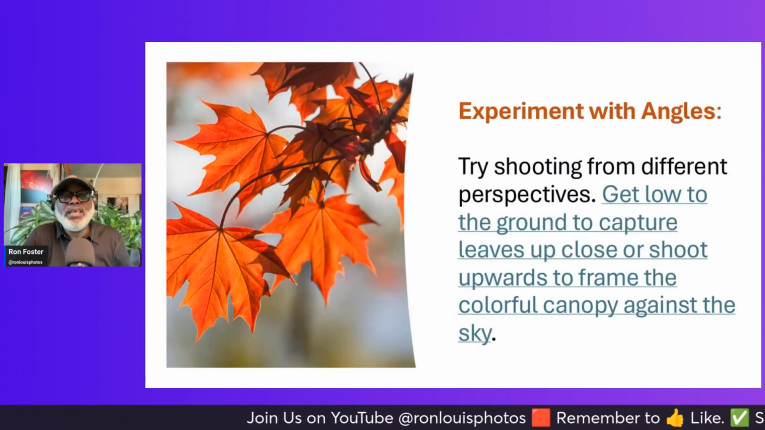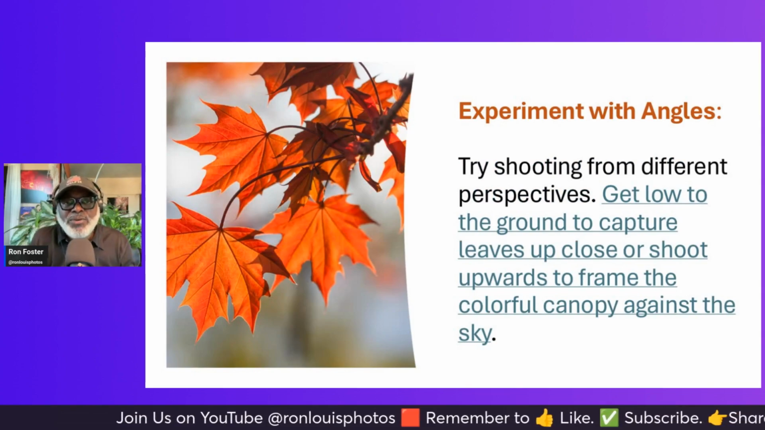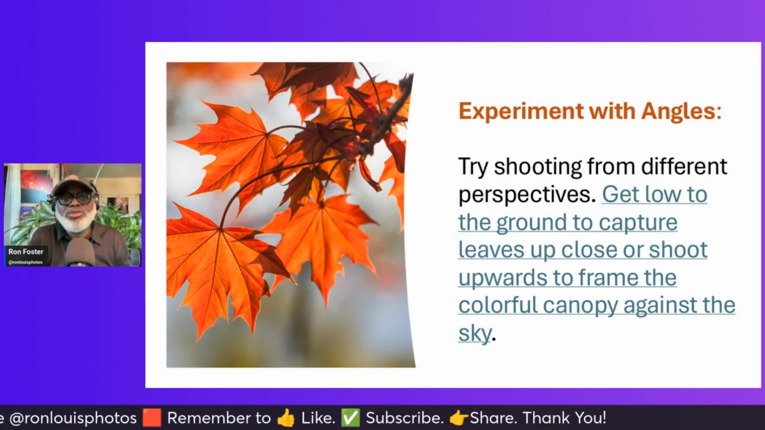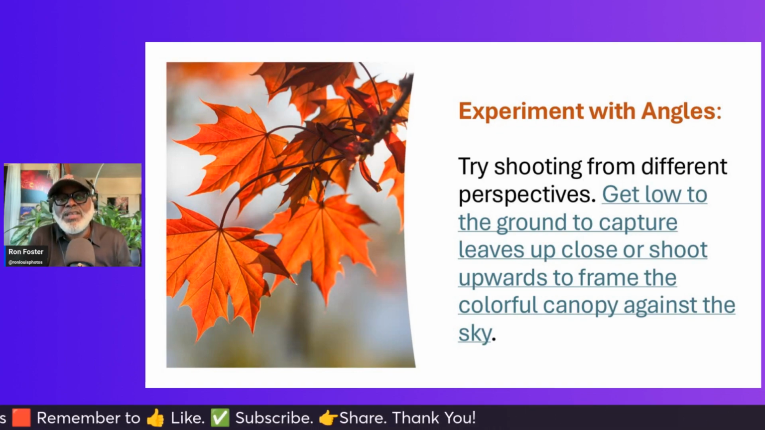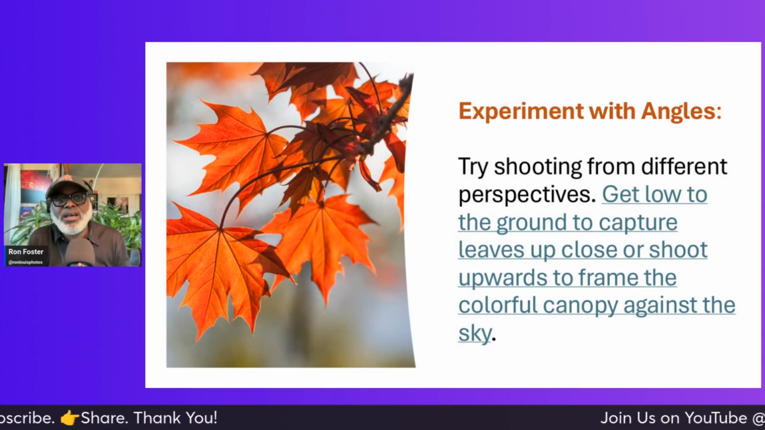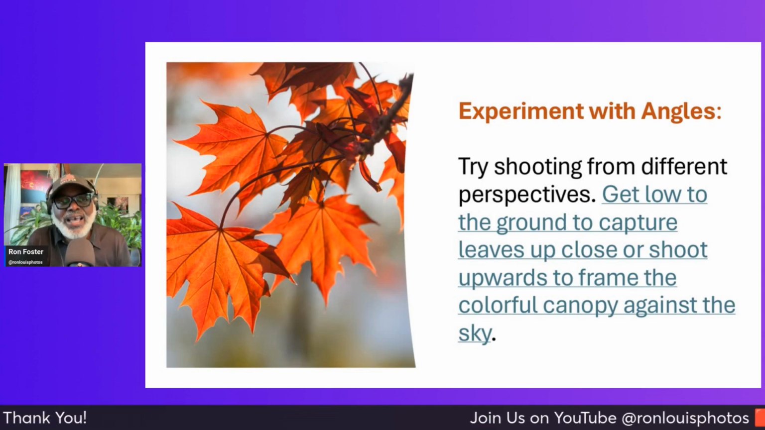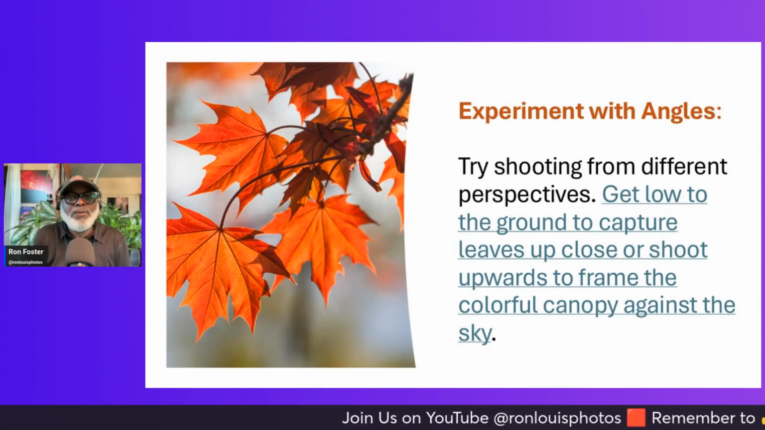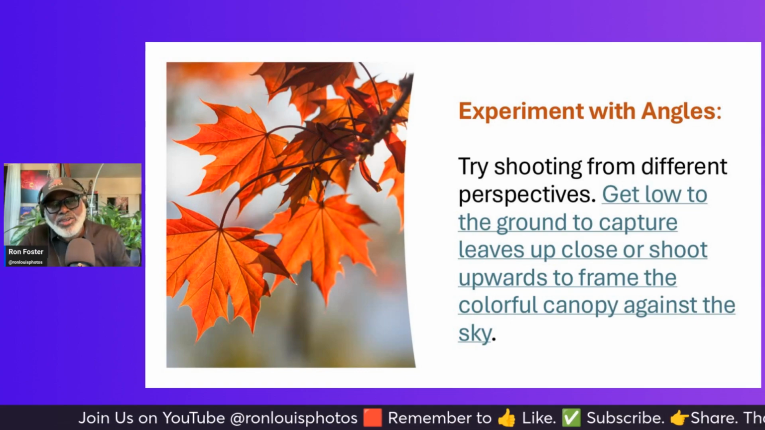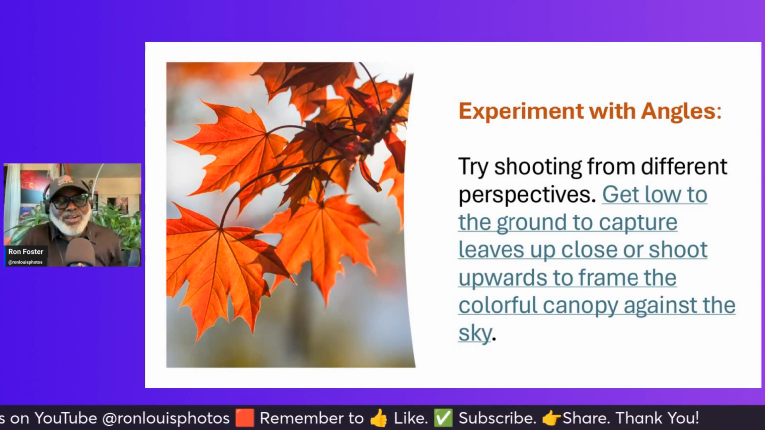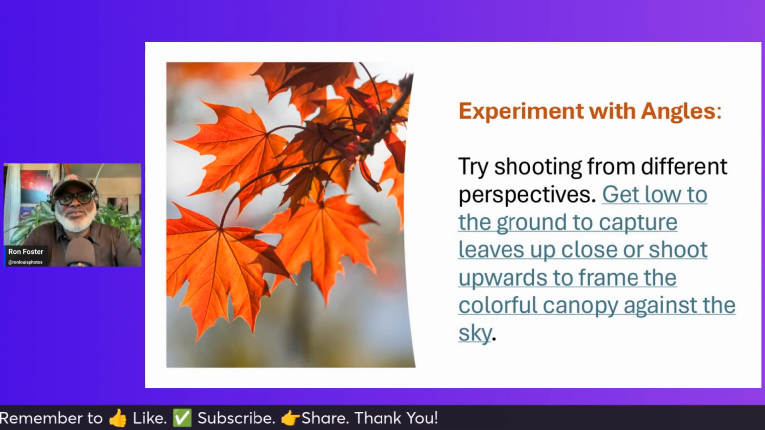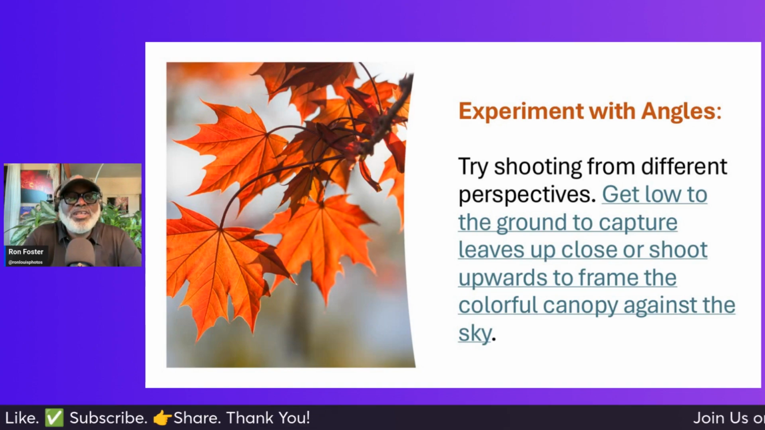Okay, here's another one. Experiment with angles. Try shooting from different perspectives. Get low to the ground to capture leaves up close, or shoot upwards to frame the colorful canopy against the sky. So important. Experiment with angles. Get on your knees. Get on your back. Sometimes I go to the park, I just lay down on the ground, look up and take pictures. You'd be surprised what you're able to capture.